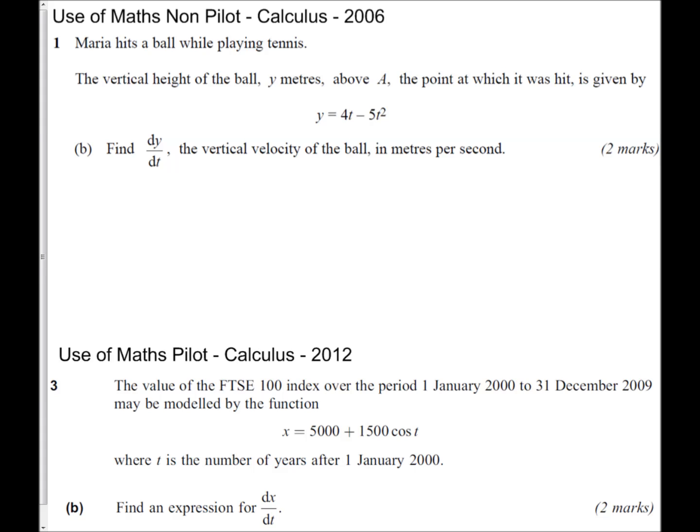So all I need to do is I'm starting off with a polynomial. I differentiate my polynomial. So when I differentiate 4t, I just get 4. When I differentiate minus 5t squared, I get minus 10t.